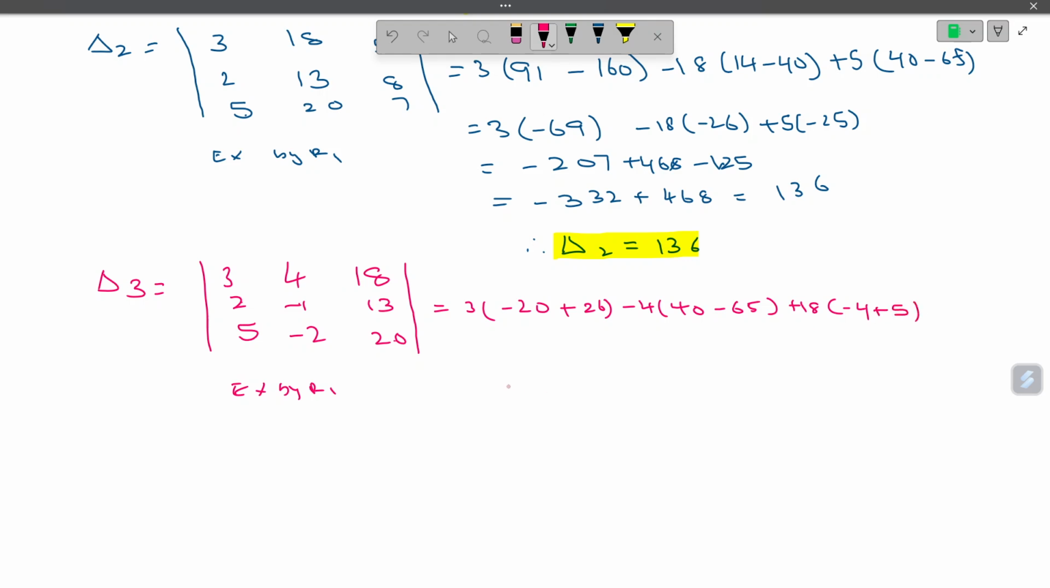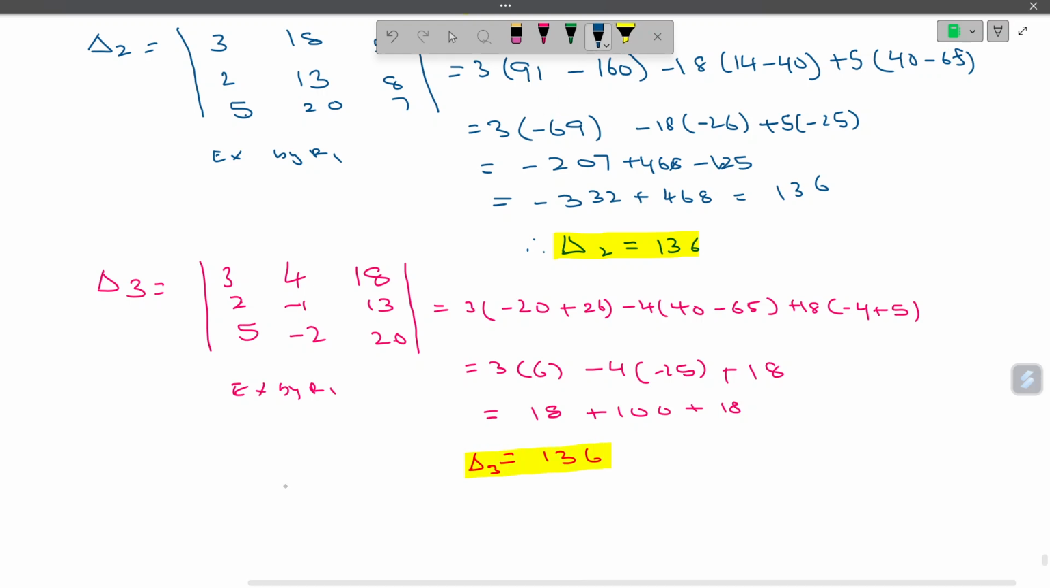Formula: minus, it is plus. So 3 times minus 20 plus this is 6 minus 4, 40 minus 20 is minus 25, plus 18 times 1 is 18. So this is 6 times 3 is 18, minus 100, plus 18. So 18 plus 18, it is 136. Del 3. So del 3 is 136.